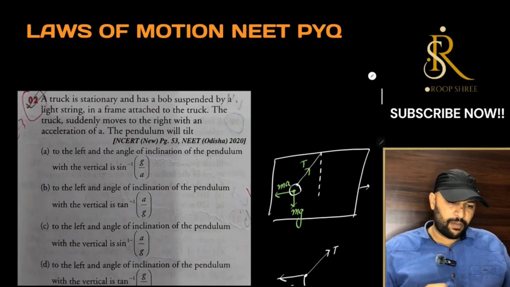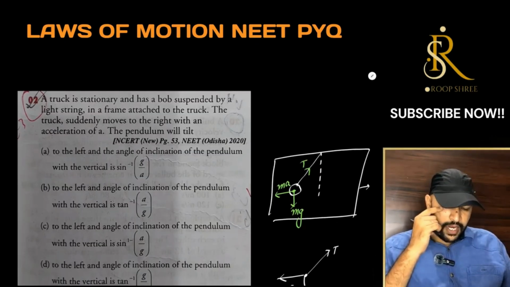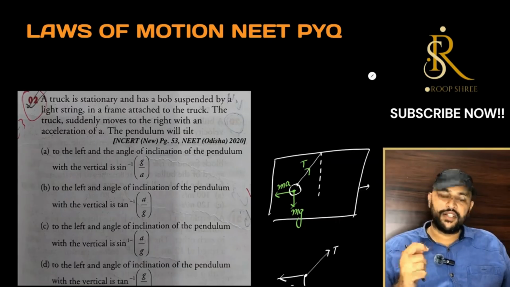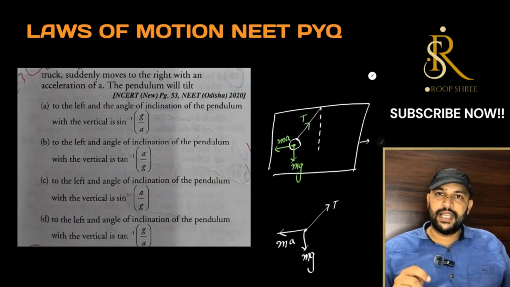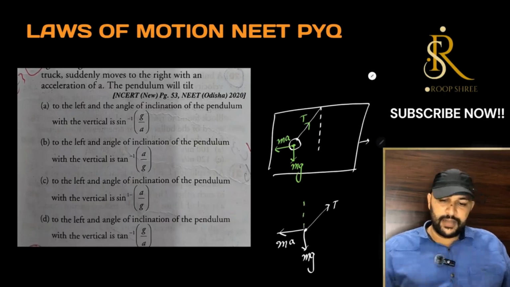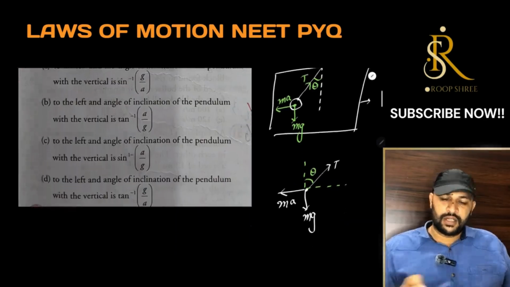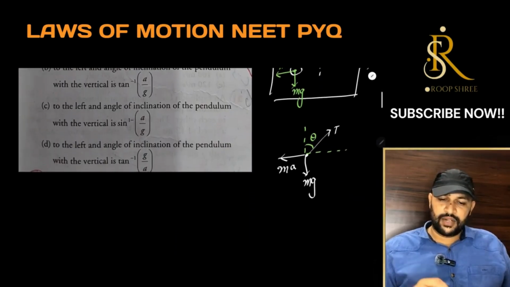Let's go back to the problem. What does it say? The truck suddenly starts and moves to the right with an acceleration a. The pendulum will tilt in... Now if you look at the options, they are asking for the angle, right? So let us assume this angle is theta, then this will be angle theta over here, right? Correct? So that is theta, the alternate angle, and you can say it is theta.